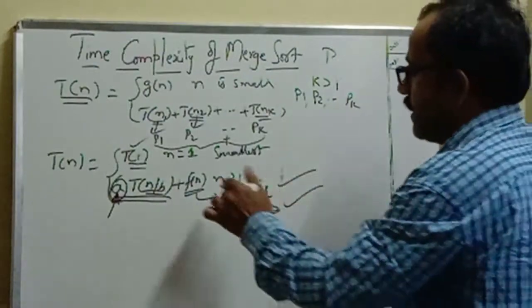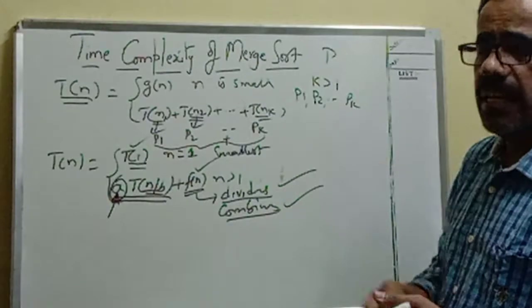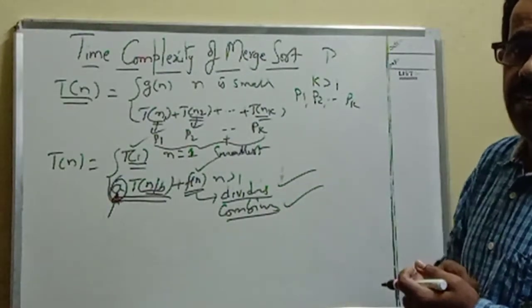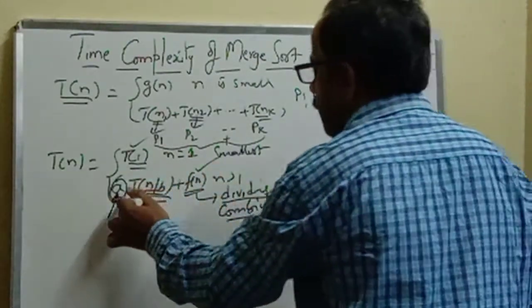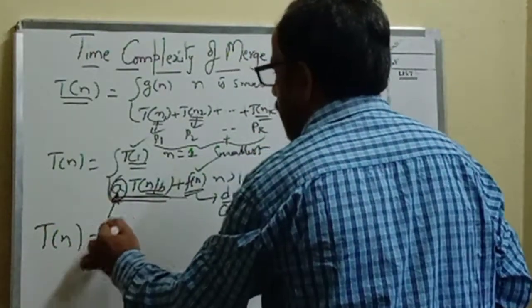The total time is represented as f of n. So this is the general divide and conquer approach related recurrence relation, the time complexity recurrence relation. Now I am making use of this particular expression. I can rewrite this particular expression for merge sort like this.